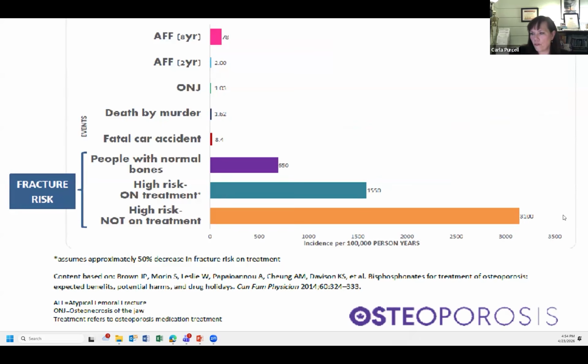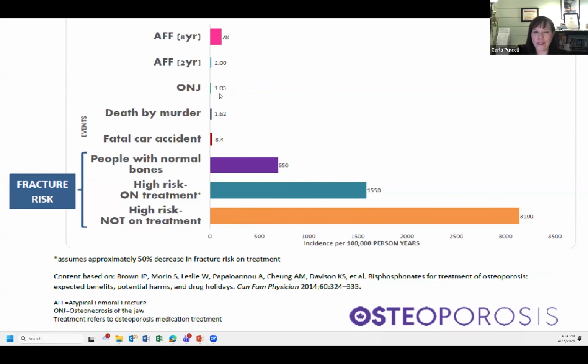If you look over here at the orange line, if you're at high risk of having a broken bone from osteoporosis, this is a demonstration of your risk. This is a demonstration of you having that rare side effect called osteonecrosis of the jaw. So you're actually more likely to be murdered than you are to have this side effect.